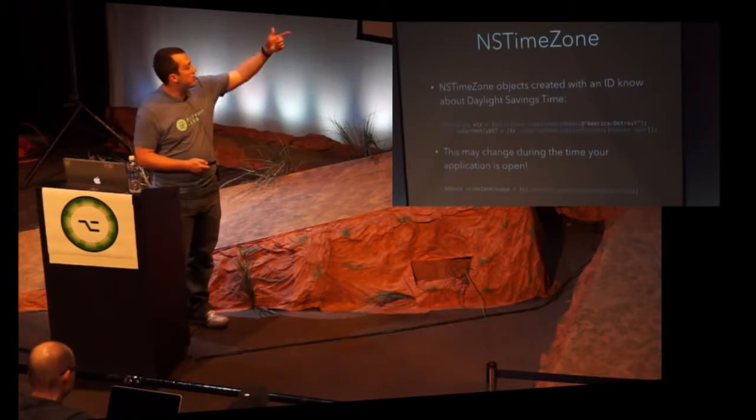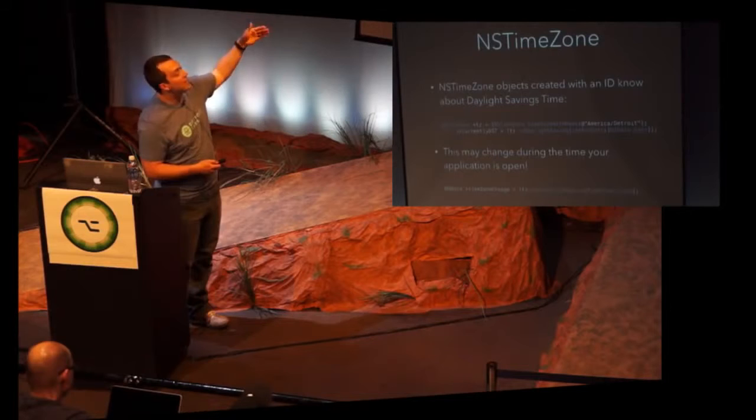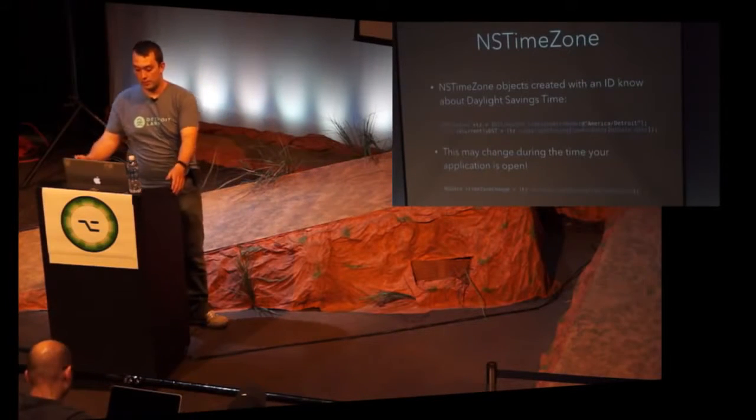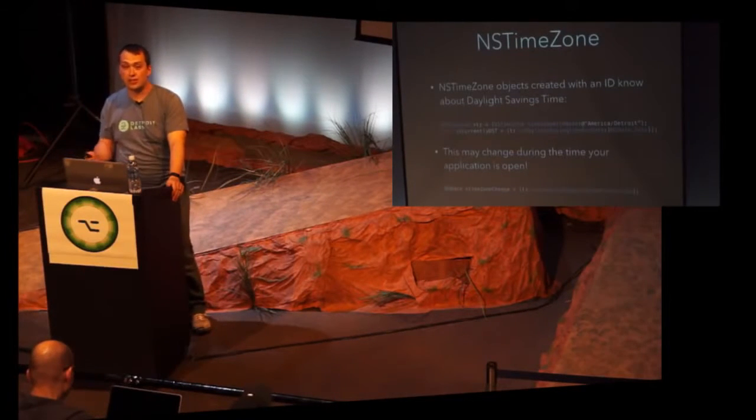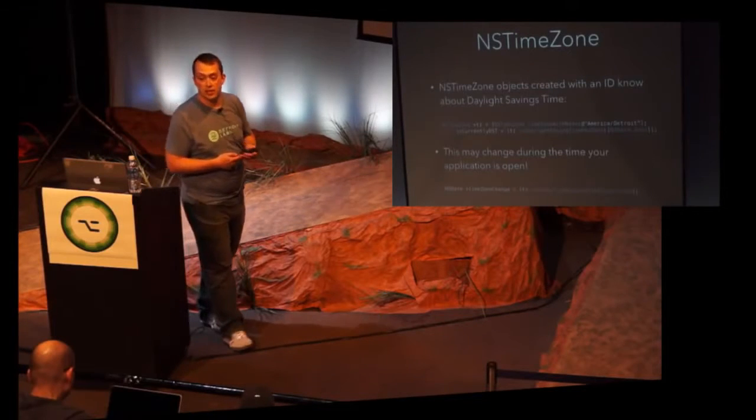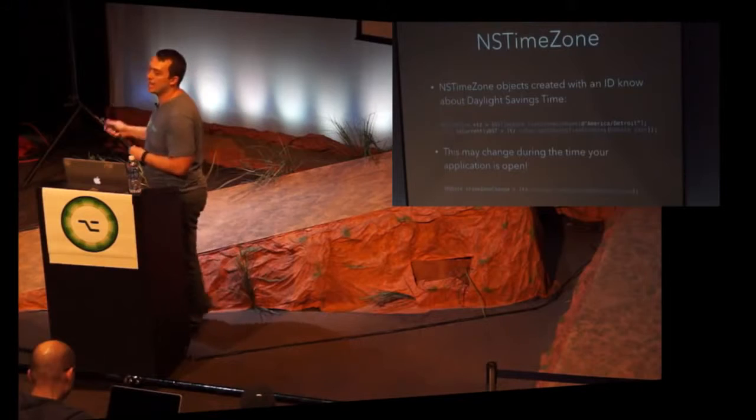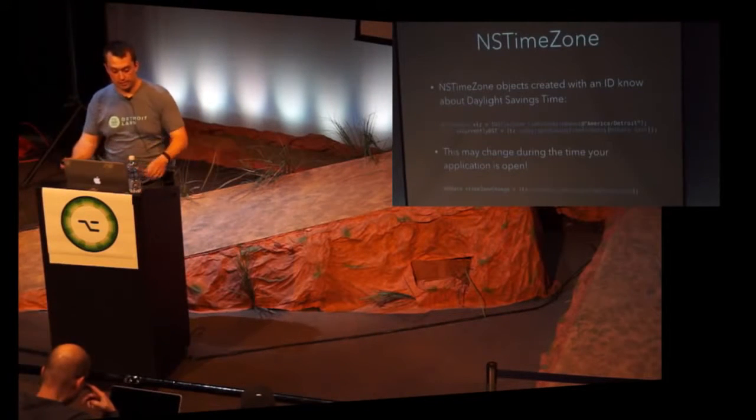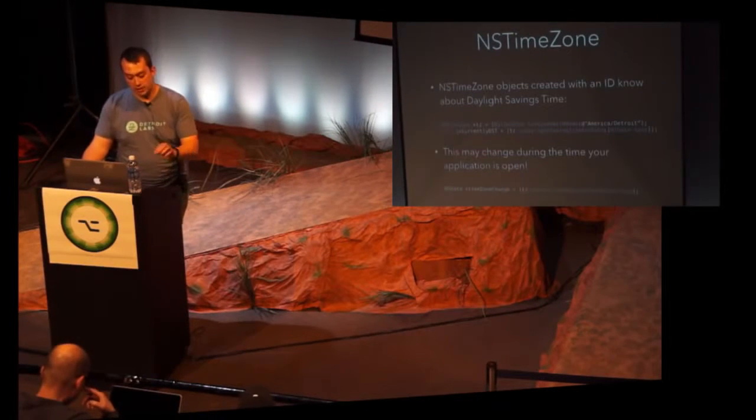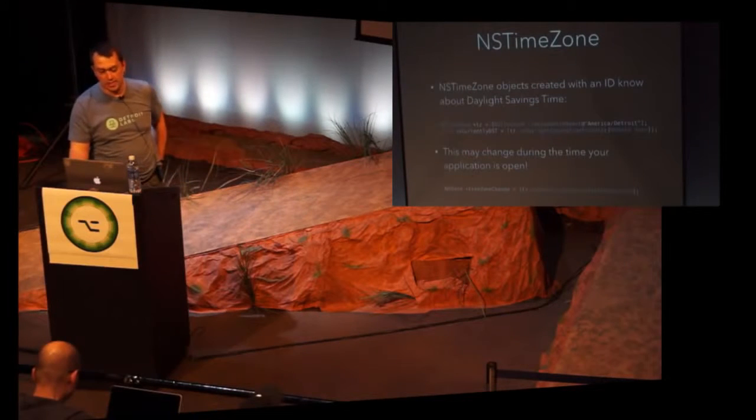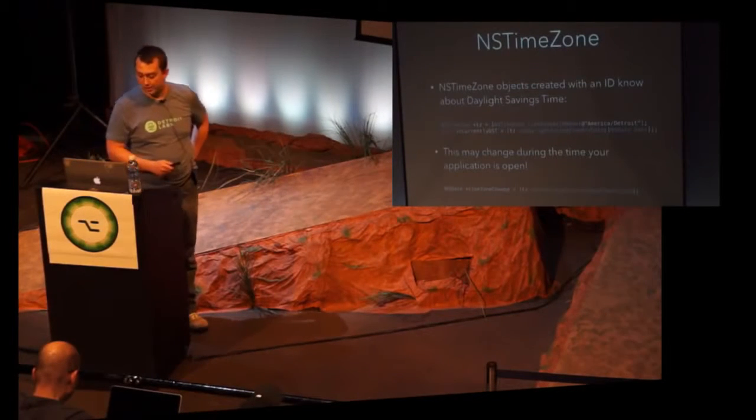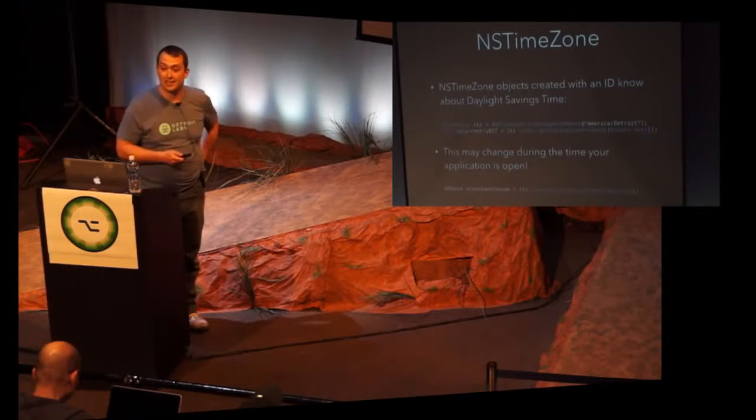So what you want to do is make your time zone like that. And then you can ask it, is it currently daylight savings time if you need to? And that can change. Somebody could be playing your game at 2 in the morning on the day that daylight savings time happens, and now all of a sudden it's a different time zone than when the app was opened. So that's fun. And there's a notification you can sign up for. It's NSSystemTimeZoneDidChangeNotification. Make sure you test that.